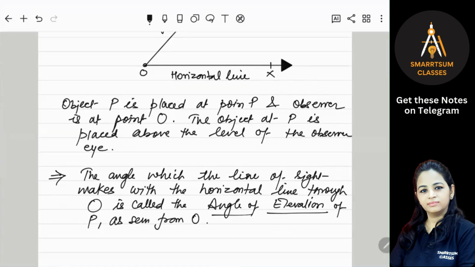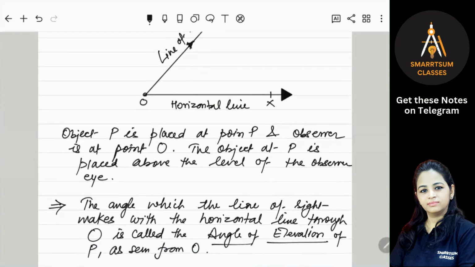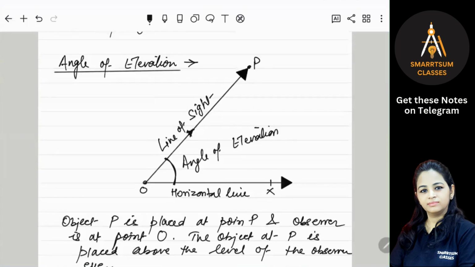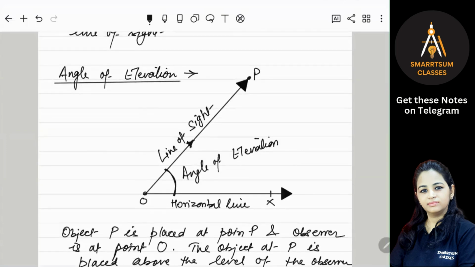Now in this case, since the object placed at the point P is above the level of the eye of the observer, the angle which this line of sight makes with the horizontal line is called the angle of elevation. So this is how we can define the angle of elevation.